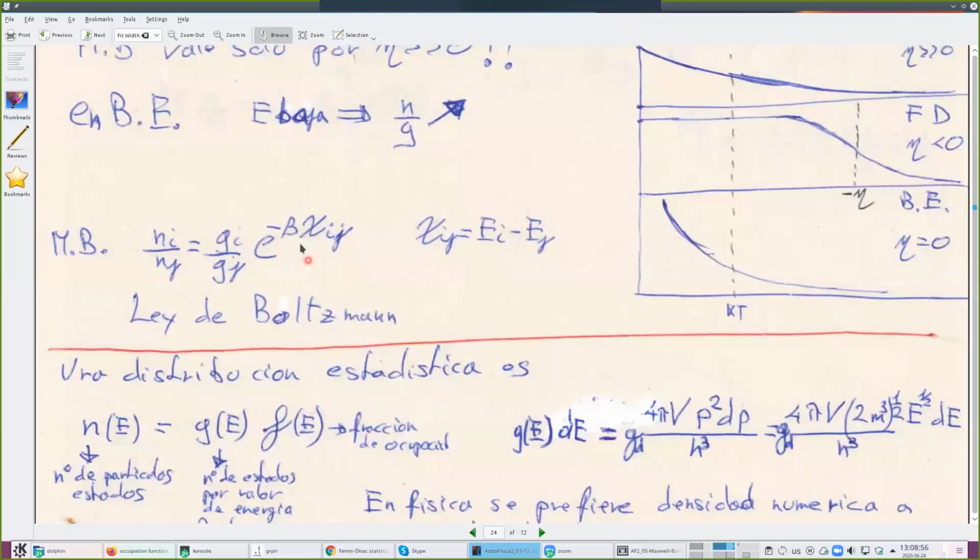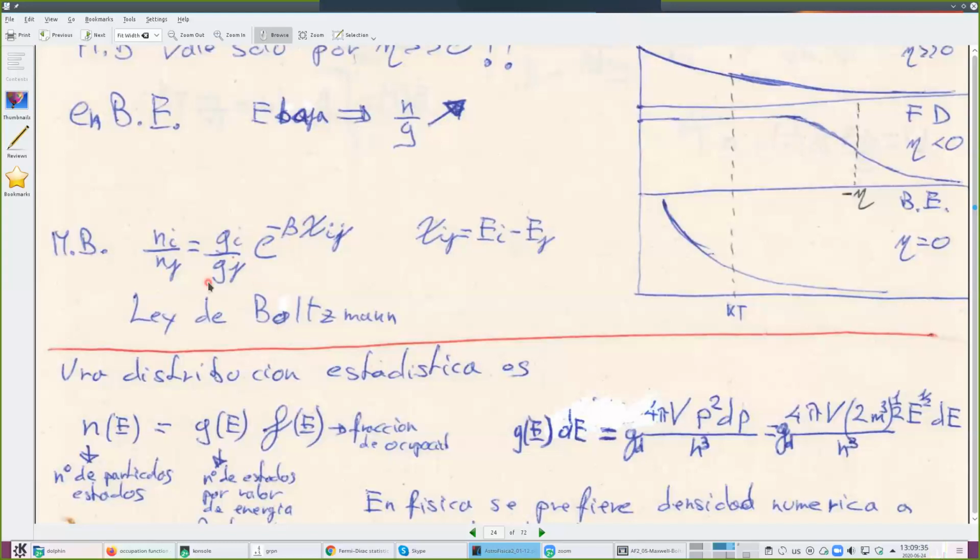Something that you have to remember, also important, is about Maxwell-Boltzmann. If you divide Maxwell-Boltzmann for two states, you have the ratio of the number of particles in one state divided by the other state. That is the ratio among the degeneracy values of the two states, multiplied by e to the minus beta times the difference in energy between the two states.